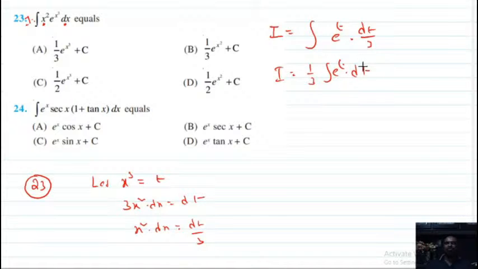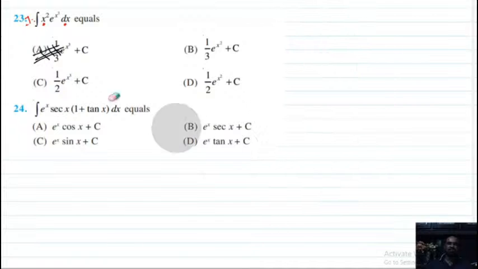No need to use integration by parts especially for this problem. I equals 1 by 3 into e power t, the integration of e power t only, plus c. But instead of t, I can write x cube here: 1 by 3 into e power x cube plus c. This is the answer for the problem. Now I want to check which option satisfies. Yes, the first option is satisfying. 1 is the correct answer. Okay, next problem.